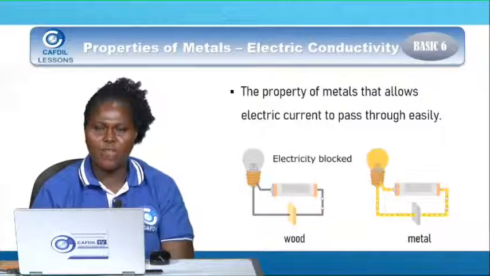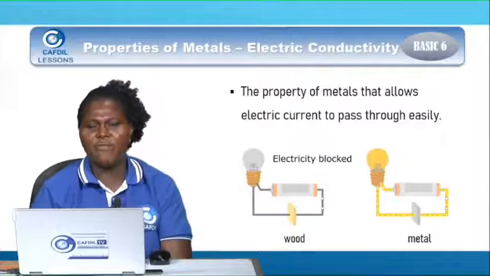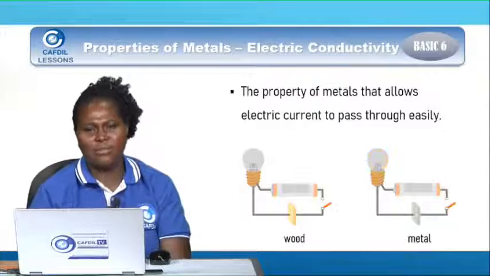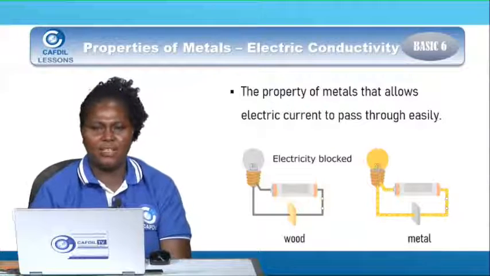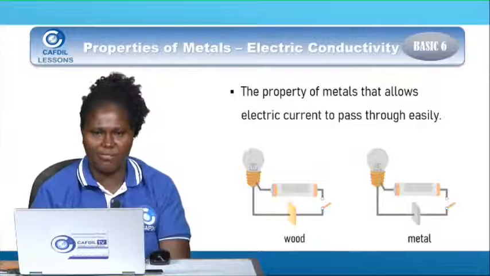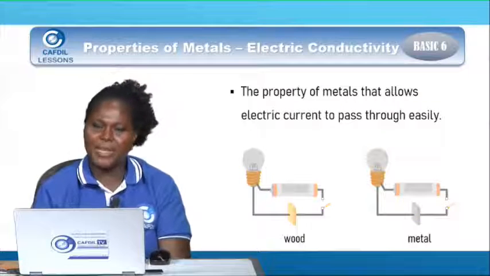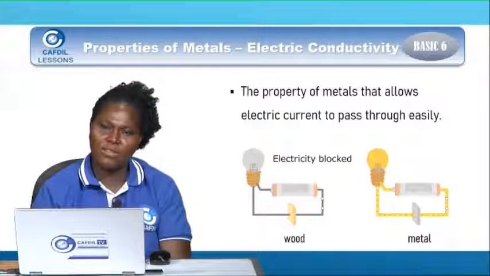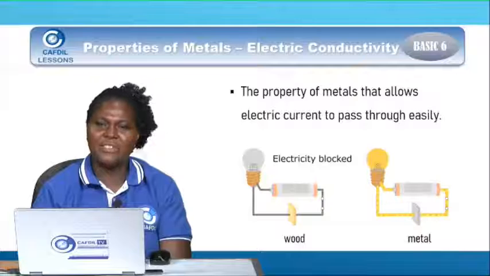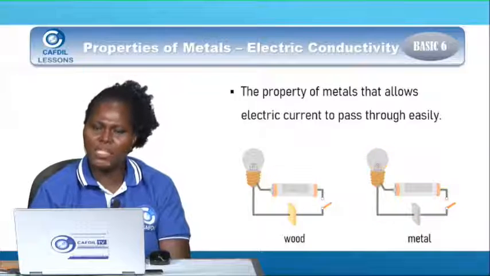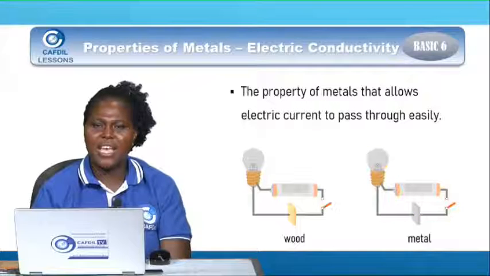So let's look at the video on our screen. With the wood, on the first picture, the wood is there. So no electricity. Electricity is blocked. But with the metal, when you close it, you will see that there is current passing through the wire. And the light is on.